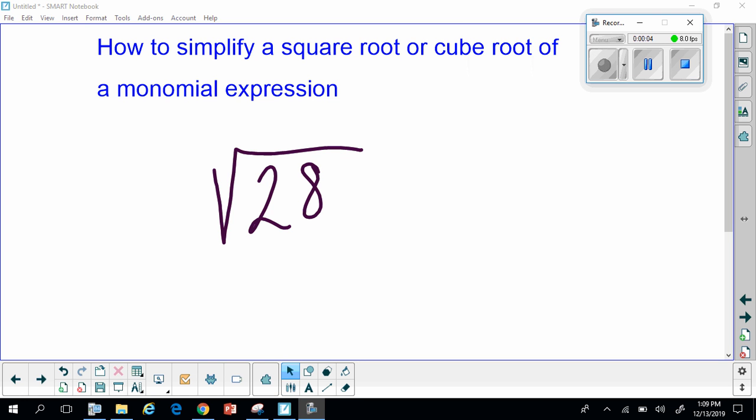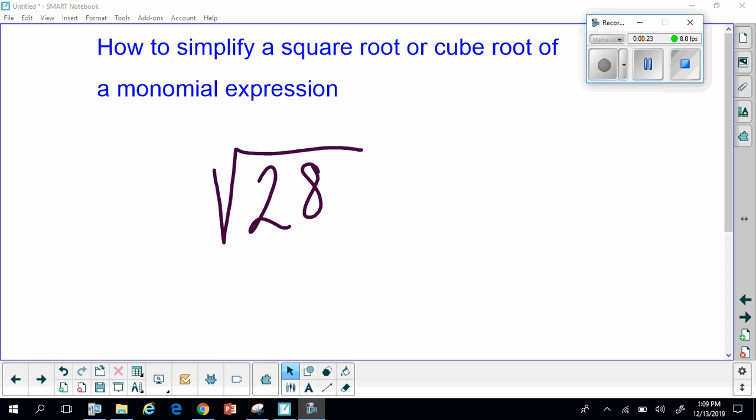You may be wondering how to simplify a square root or a cube root of a monomial expression. I'm going to show you how to do this using the prime factorization method. So, in this one example, the square root of 28, let's go ahead and think of factors for 28.